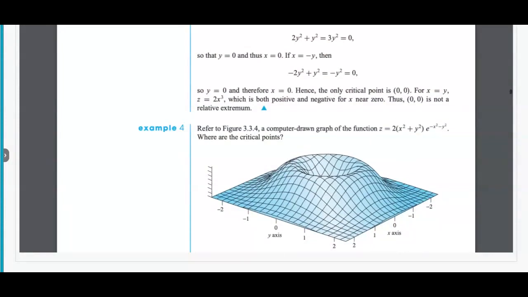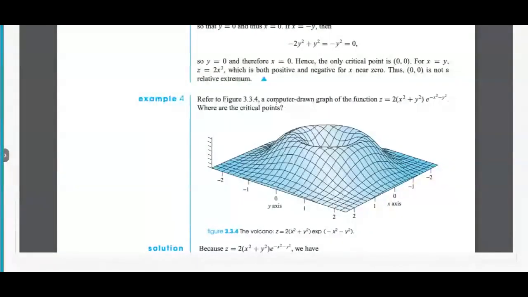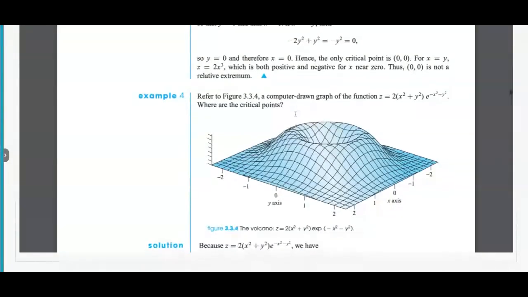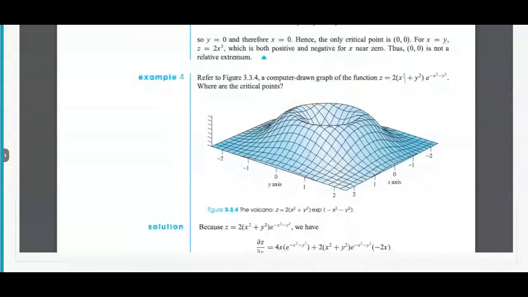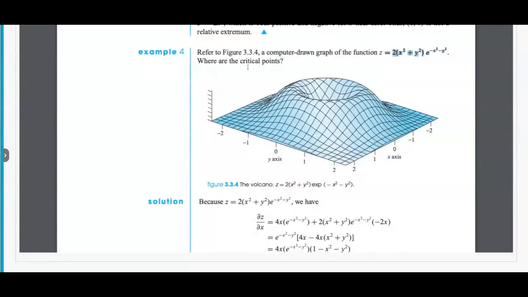Example 4 is a little bit more complicated. This is a computer-drawn graph of this function. This is also a symmetric function. So where are the critical points? We see a circle's worth of local maxima.